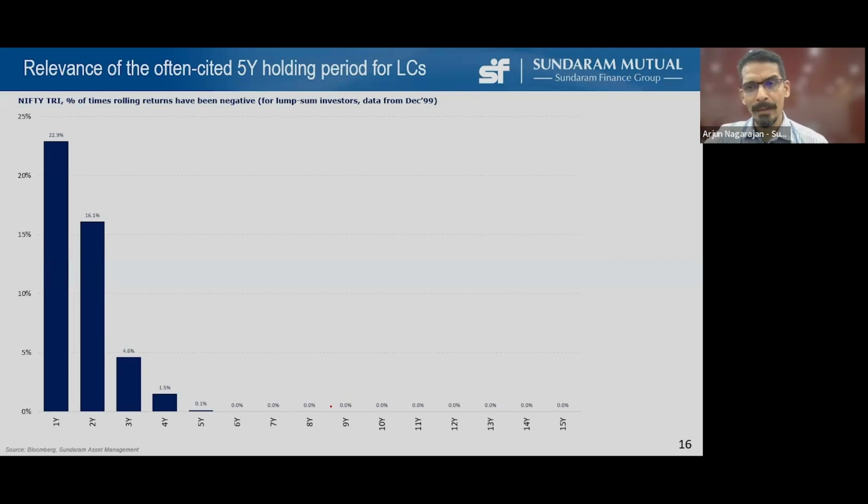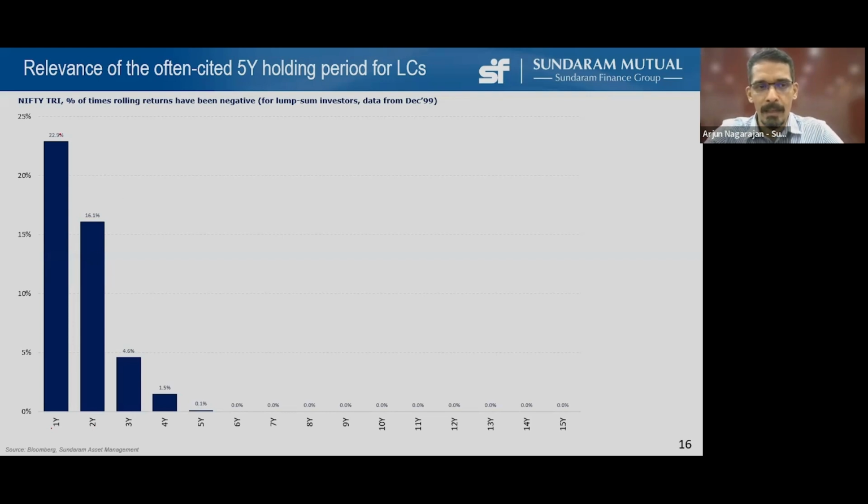Now, let's break these numbers and try to understand where this 5-year number is coming from. If I take rolling returns, in this chart you can see 1-year rolling returns. We have taken data from December of 1999. Every 1 year, we keep calculating rolling returns all the way until now. Like that, we take a 2-year bucket, 3-year bucket, 5, 6, 7, 10, 14, 15-year rolling returns all across. And we try to see what is the probability of negative returns in these time frames.